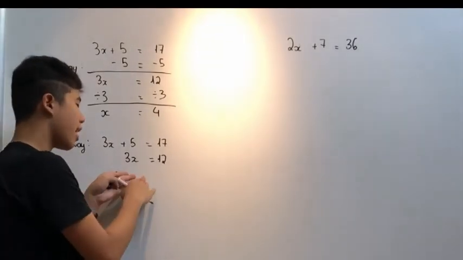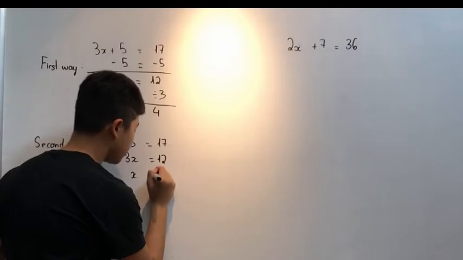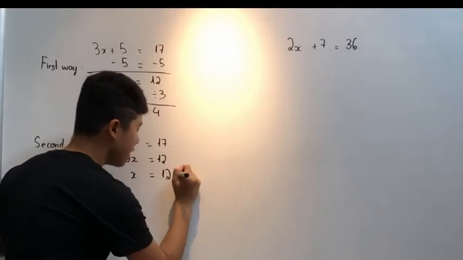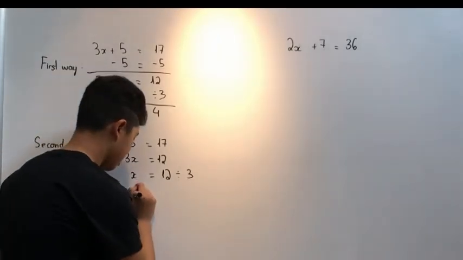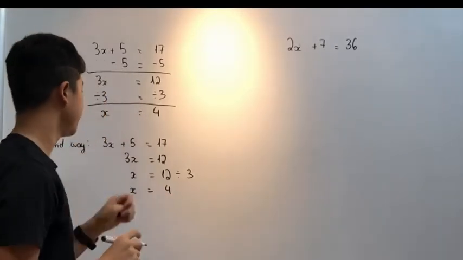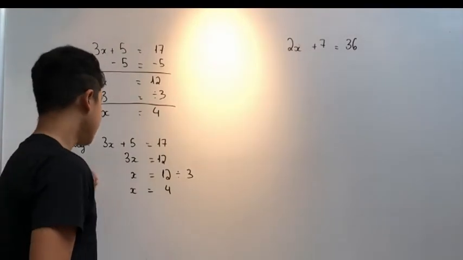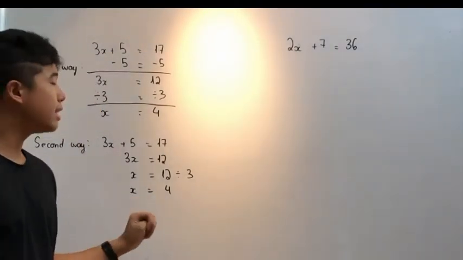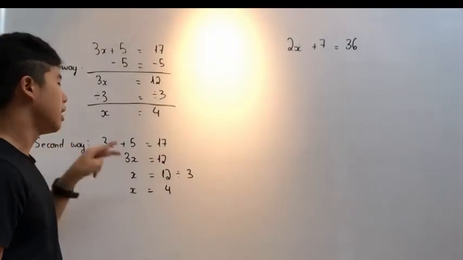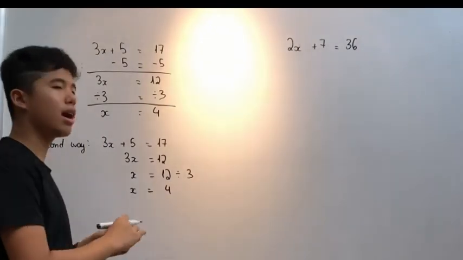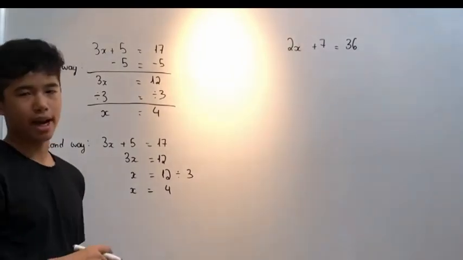And then 3 times x is equal to 12. So, to find x, just take 12 and divide it by 3. So 12 divided by 3 will get x. x is equal to 4. So the answer is x equal to 4. This is the second way. The second way seems much easier, but I recommend to do the first way. This one, just do it in your mind or on your own paper, not on your exam paper.